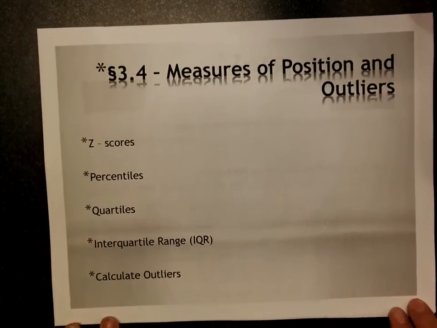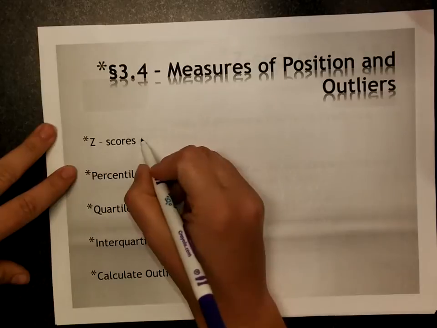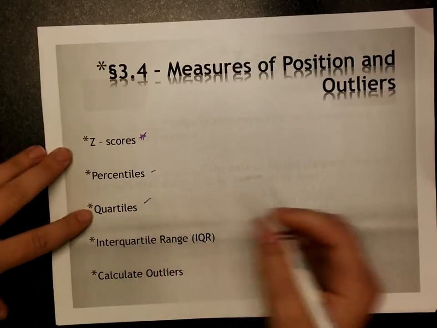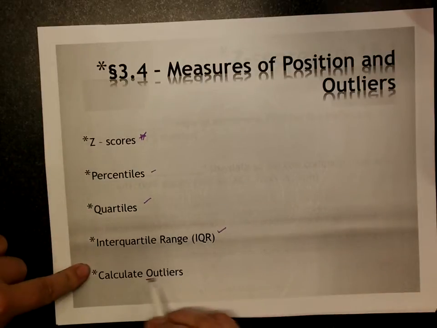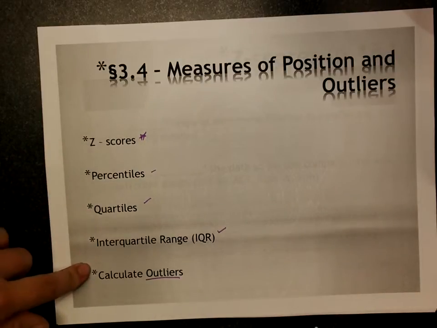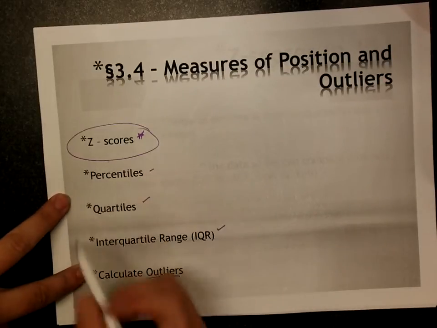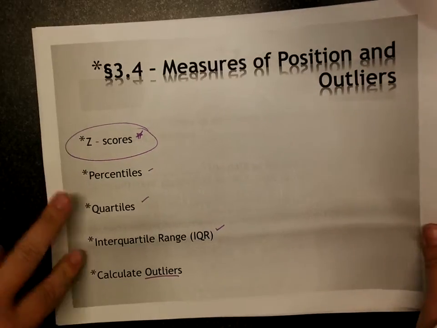Section 3.4 is about measures of position and outliers. We're going to discuss something called a z-score. This will be something very important later on in the course. Percentiles, quartiles, something called the interquartile range, and we'll learn how to calculate outliers. All of this is important, but the big idea that would carry on forward after this chapter is z-scores.